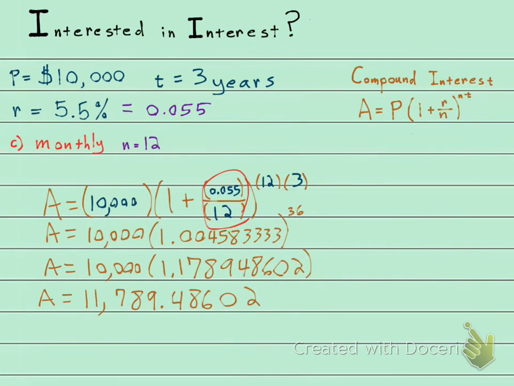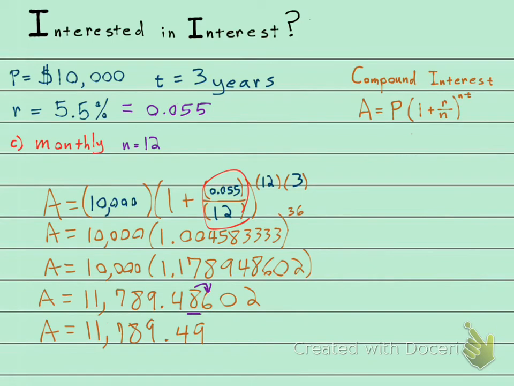Okay, so you see what's going on? The more times you compound it throughout the year, the more money you will make. All right, now we're going to put our answer in, round to the ones place. This 6 is going to make that 8 go up to a 9. So my answer will be 11,789.49.